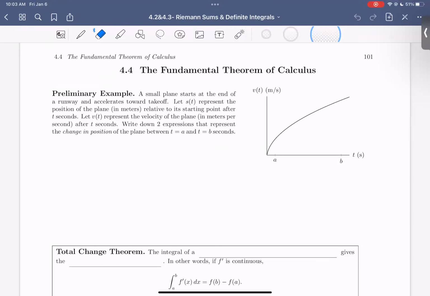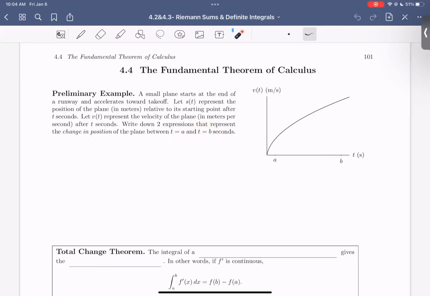So we have that a small plane starts out at the end of a runway and accelerates towards takeoff. Let S of t represent the position of the plane in meters relative to its starting point after t seconds, and let V of t represent the velocity of the plane in meters per second after t seconds. Our job is to write down two expressions that represent the change of position of the plane between time t equals a and t equals b seconds.